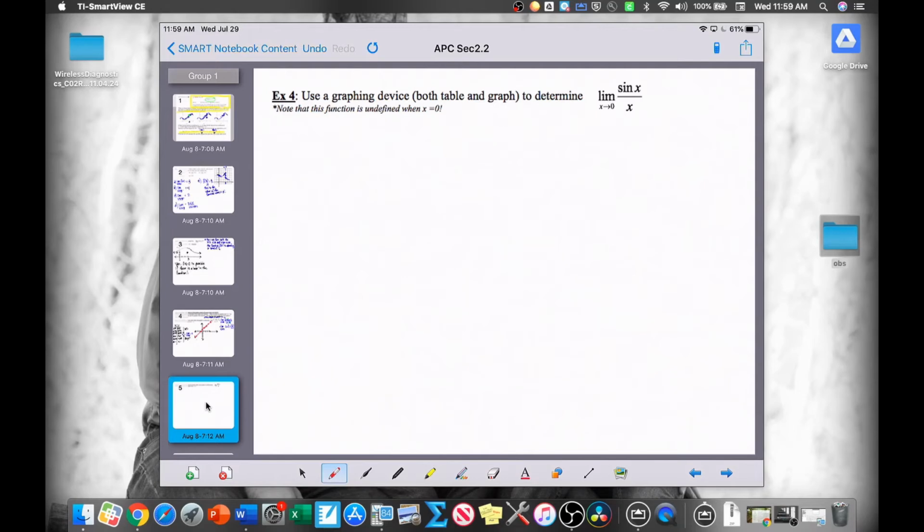Let's take a look at our table again. So we are going to do what we did before. We're going to choose values that are close to but not equal to our a, which in this case is 0, on both the left side and the right side. So on the left side of 0, I might look at negative 0.1, negative 0.01, negative 0.001, getting really close to 0 from the left, but not quite. And then on the right side of 0, I would choose positive 0.001, positive 0.01, and positive 0.1.